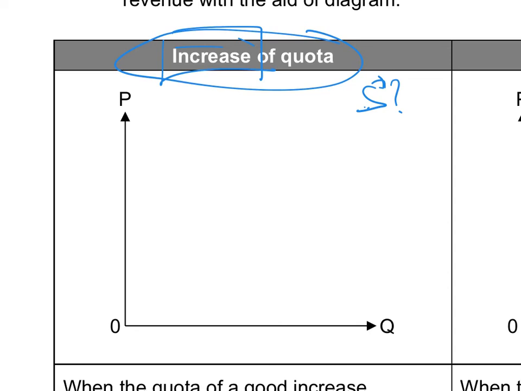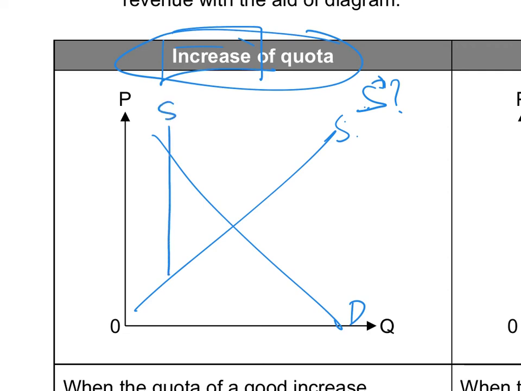Now let's do it. This is a demand and supply diagram, but this is not the original beginning, because of the increased quota. That means originally it has a quota, so it should be just like S1 here. Then we have an equilibrium at the beginning, P1 Q1. And after the increase of quota, that means the quantity will be more.